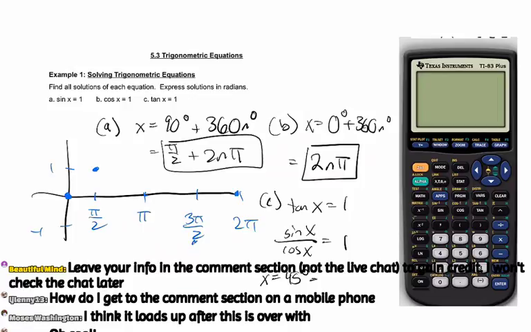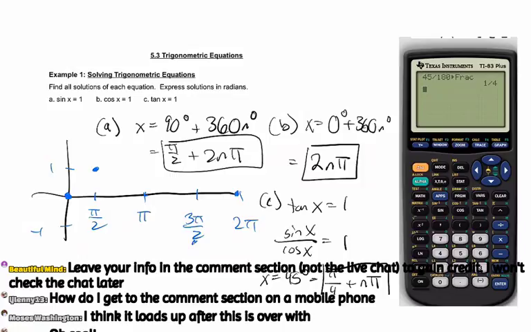Convert that to radians, it would be pi over 180, so we would say 45 divided by 180 as a fraction. So that's pi over 4. So 45 degrees, and then tangent repeats every 180, so we say plus n pi. So this captures all of the solutions that work.